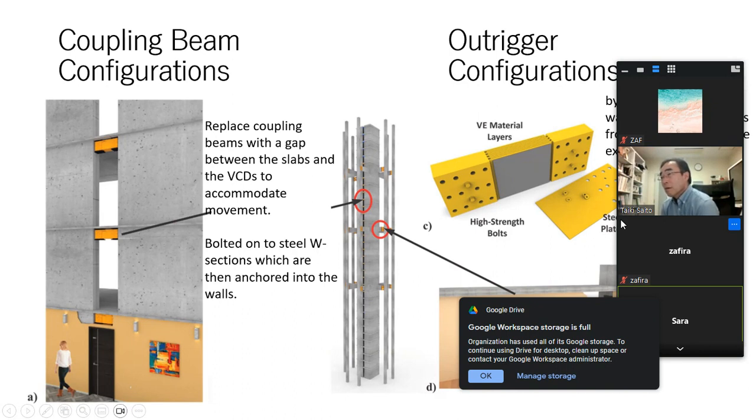VCDs are used in outriggers by extending the reinforced concrete walls and attaching them on the outrigger to the external wall columns.